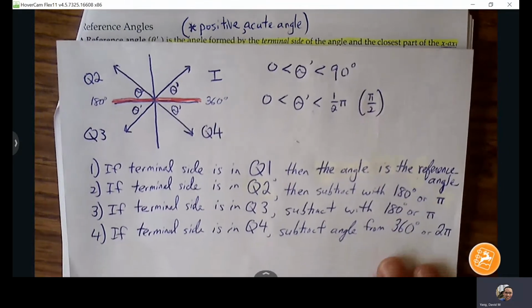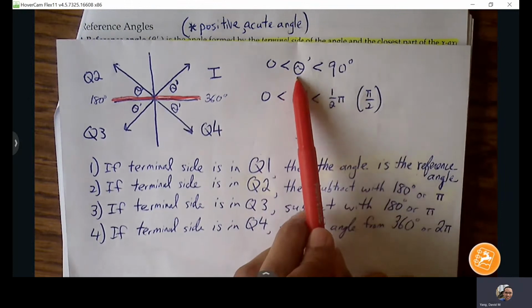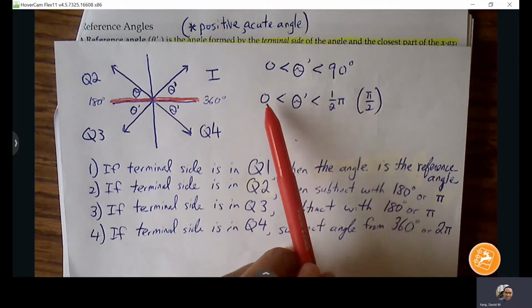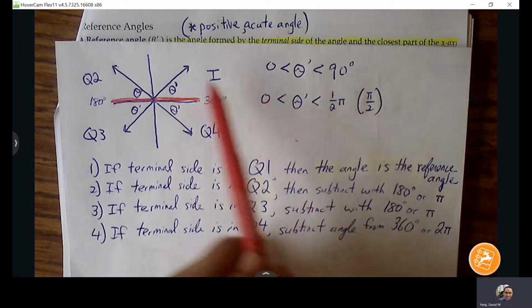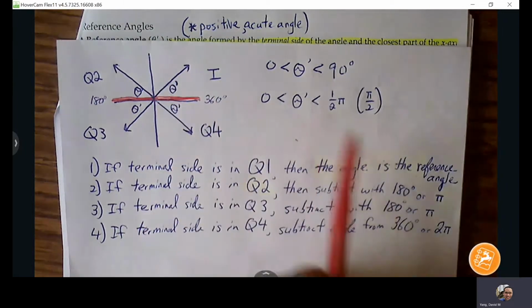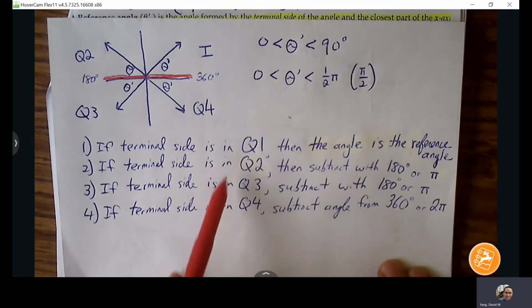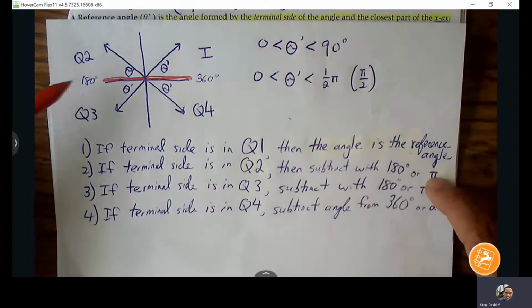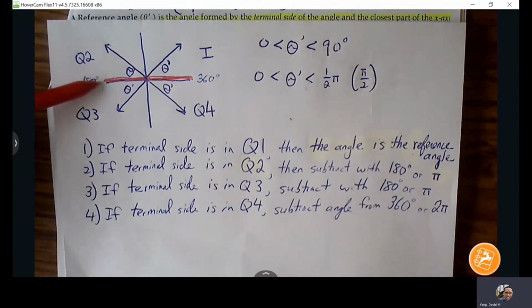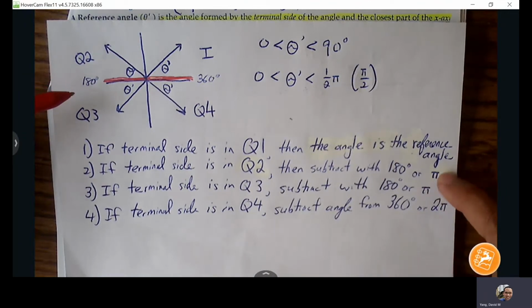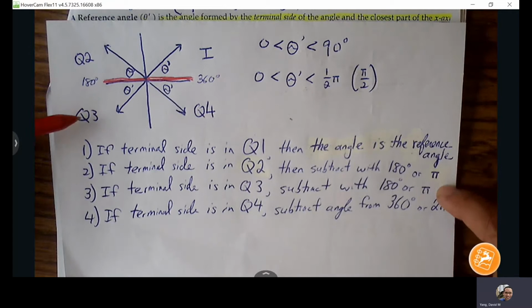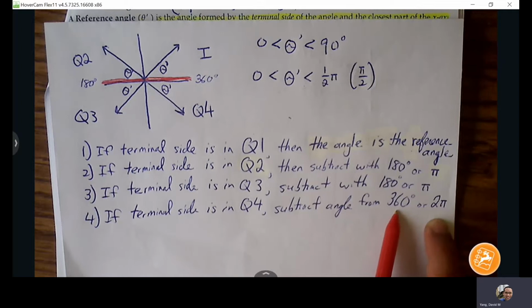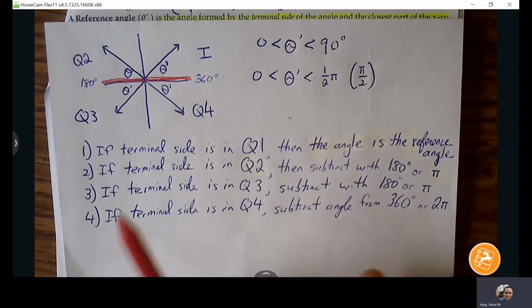So basically, my reference angle has to be between 0 and 90 degrees. But if it's in radian form, then it has to be between 0 and pi over 2, because pi over 2 represents your 90 degree angle. And you don't have to write all this down, because this is just what I said before. If your terminal side is in quadrant 1, then your angle is a reference angle. If you're in quadrant 2 or 3, then you're always going to be subtracting involving 180 or pi, depending on whether you're dealing with degrees or radians. And if you're in the fourth quadrant, then you're always going to subtract your angle from either 360 or 2 pi, depending on whether you're dealing with degrees or radians.